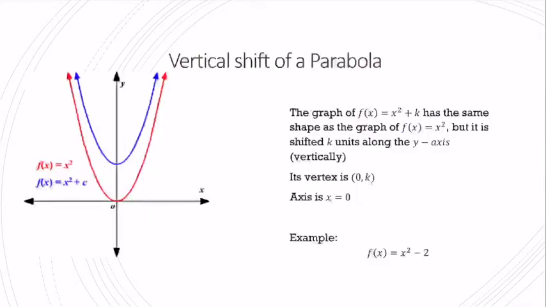Remember, we can shift our parabolas vertically. If I have f of x equals x squared and I add or subtract a constant, that's going to shift my graph either up or down along the y-axis. So if I have our example, f of x equals x squared minus 2, this is my squaring function, but it's shifted down 2.